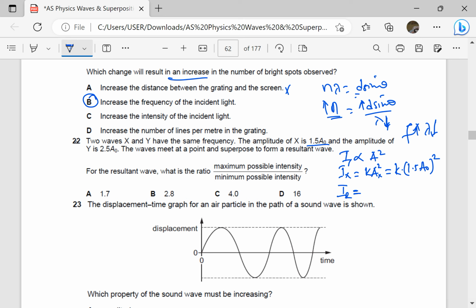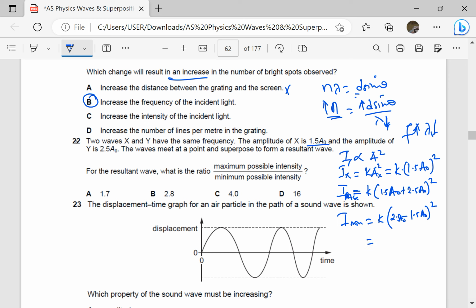Then when they superpose, the maximum possible intensity, when the amplitudes add up, would be the constant k times 1.5 a0 plus 2.5 a0, squared. This is for maximum. Then for minimum, the intensity is going to be equal to k times a difference, that will be 2.5 a0 minus 1.5 a0, and this will also be squared. So we can find the ratio.